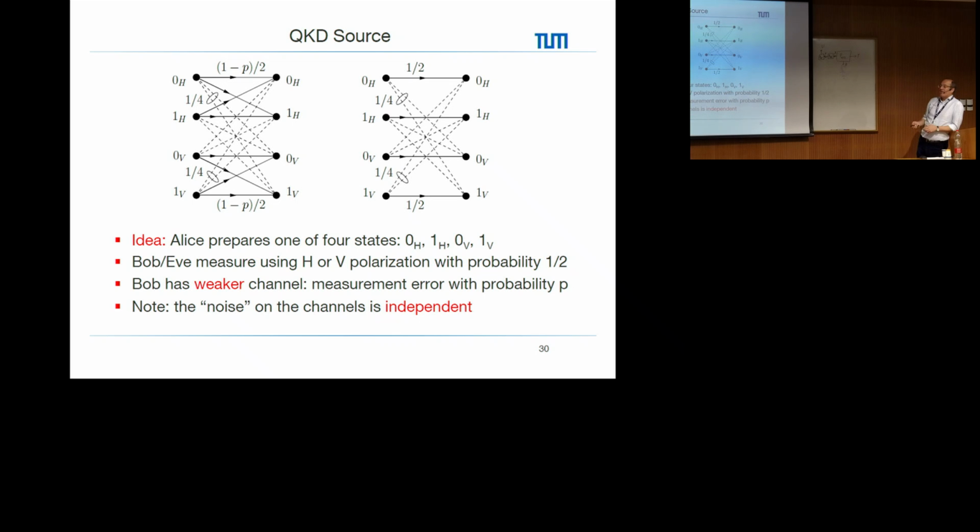And the noise on the channels is assumed to be statistically independent. Now, note one thing we have here. Here we actually have a Markov chain, namely Alice, Bob, Eve, right? Because the noise is independent, right? Here we have noise going this way, noise going this way.